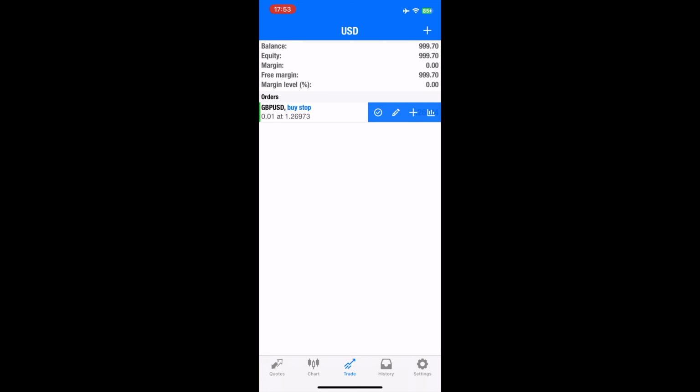I'm going to delete it now. And then the last one is a sell stop. What is a sell stop? Just like how for a sell limit the market price is below your entry, for a sell stop the market price has to be above your entry.